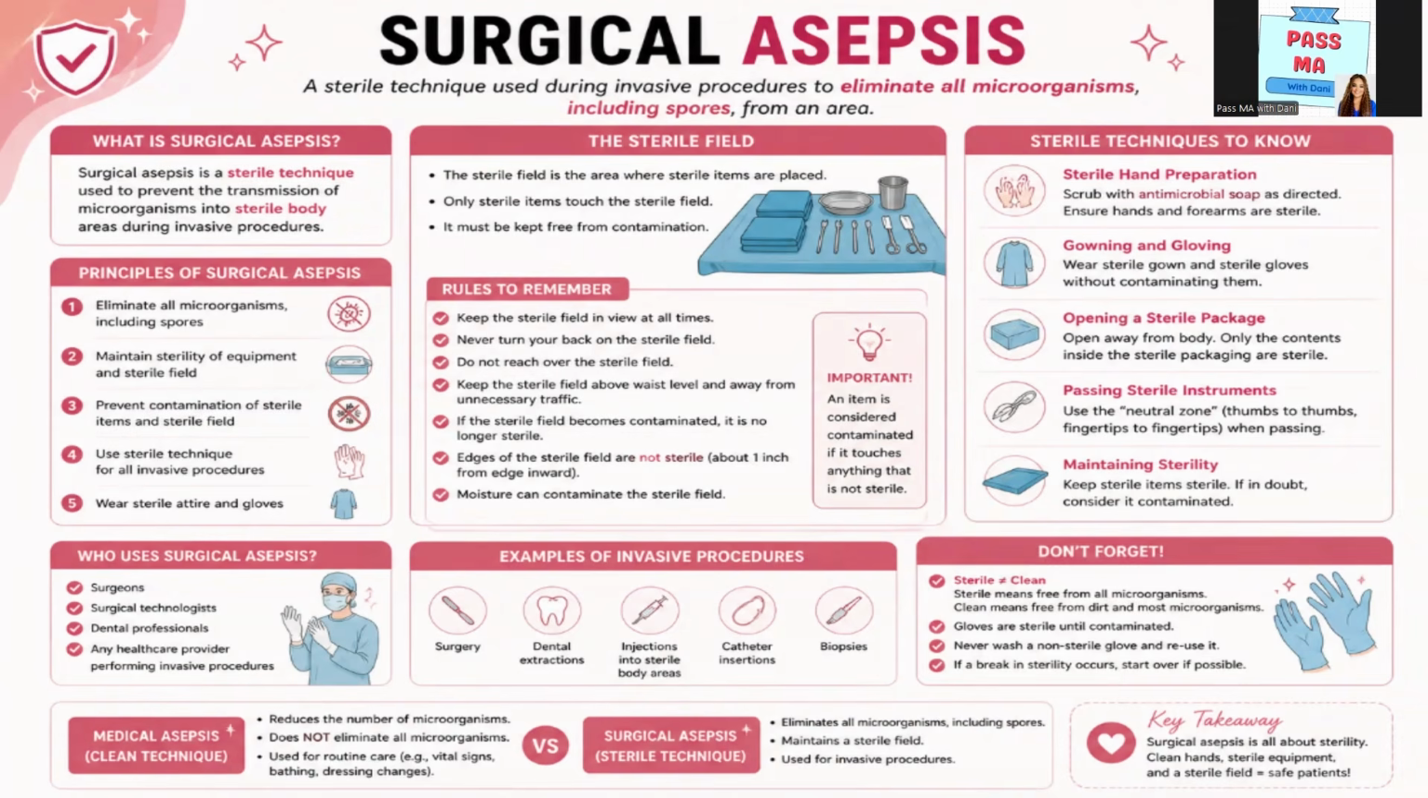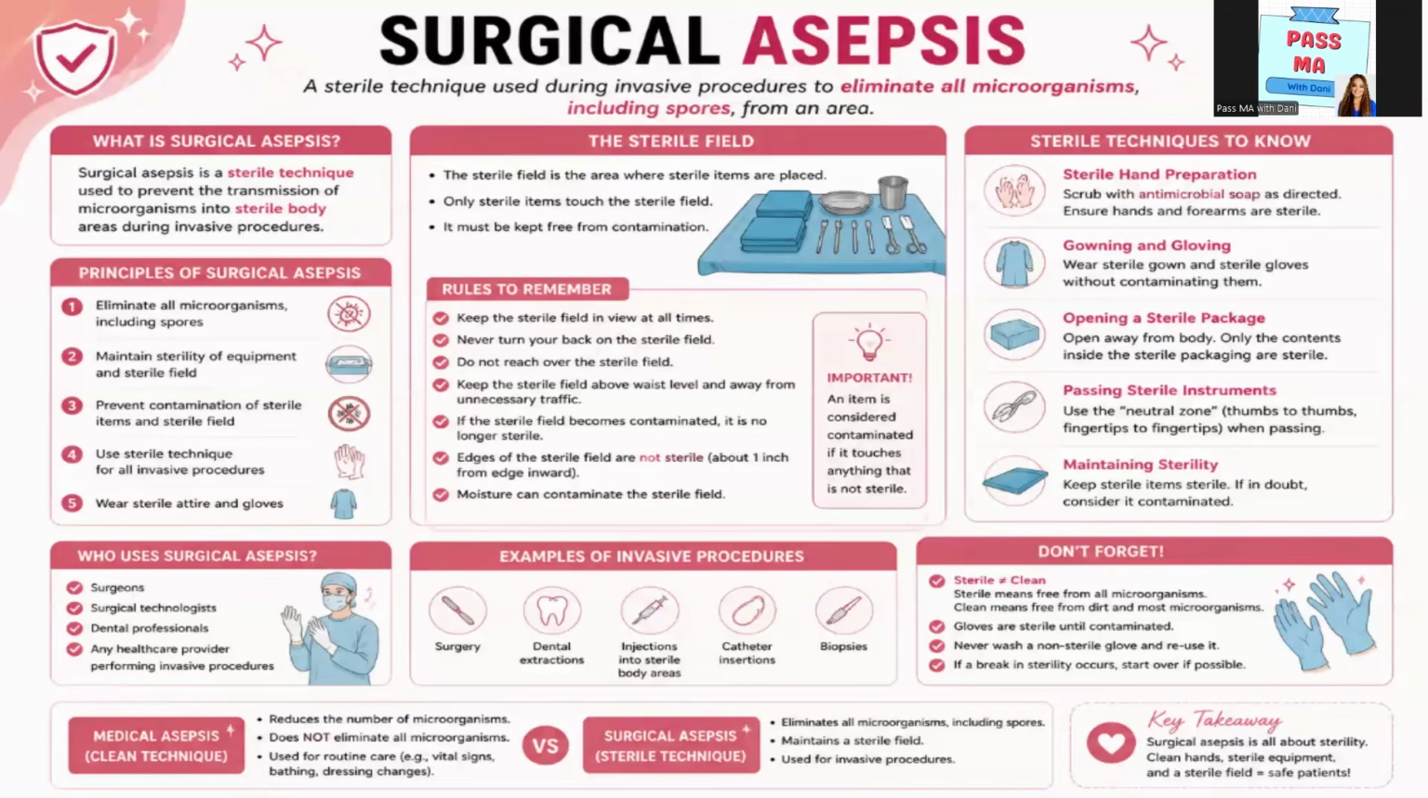This means we're trying not to just eliminate most, but to eliminate all microorganisms, including spores. So this is a much higher level of infection control. This is used anytime we're dealing with invasive procedures, whether they are minor or major procedures. Anything that enters the body, anything that punctures through or cuts the body, we need to make sure that we are utilizing surgical asepsis. So think surgeries, injections into sterile areas, catheter insertions, biopsies, anything like that.